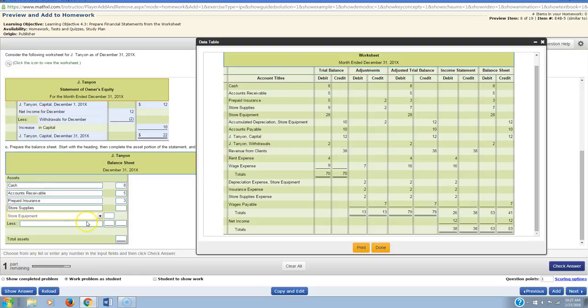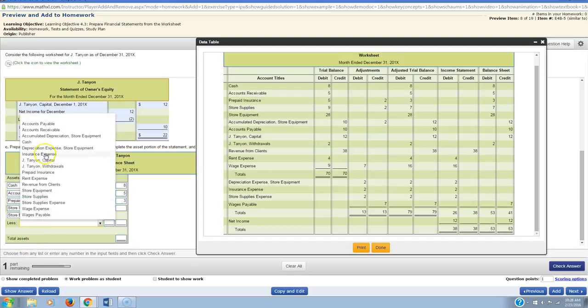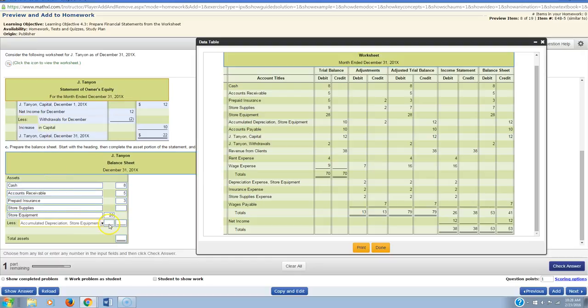Store equipment, right there. So when we list out the store equipment, we list it out at the original cost. It gets carried right across as $28, so we'll put the 28 there. And I want to show you that the contra asset, accumulated depreciation, is in fact subtracted, and that is now $12, so that you have 28 minus 12.